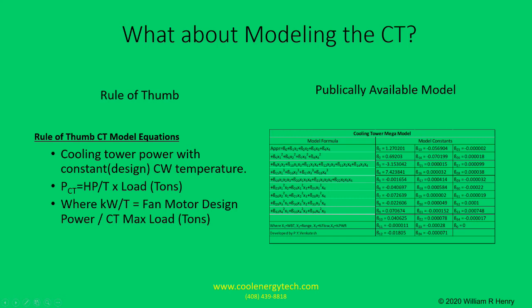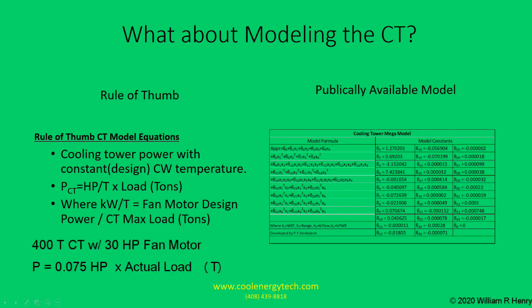The rule of thumb model, shown on the left, works quite well for the operation of the cooling tower at the design condenser water temperature, and it can then be used to compare with real-time results of the cooling tower power demand. For example, the rule states that a 400-ton cooling tower with a 30-horsepower motor has a power demand of 0.075 horsepower per ton of load.